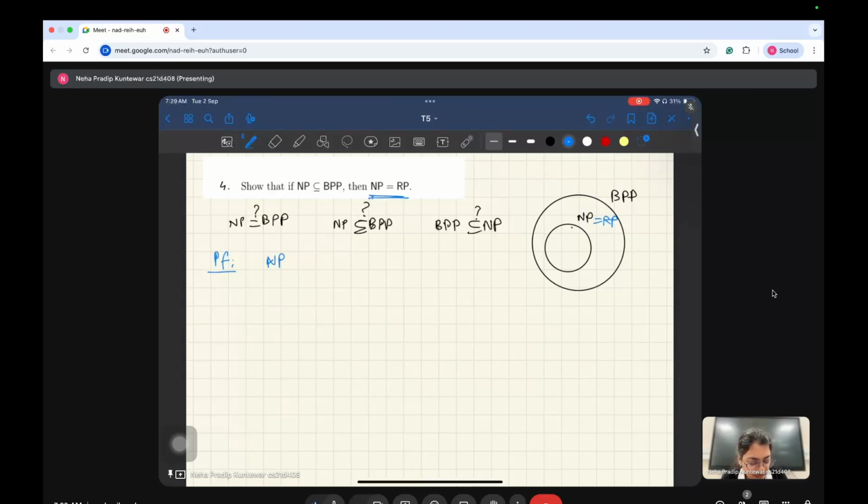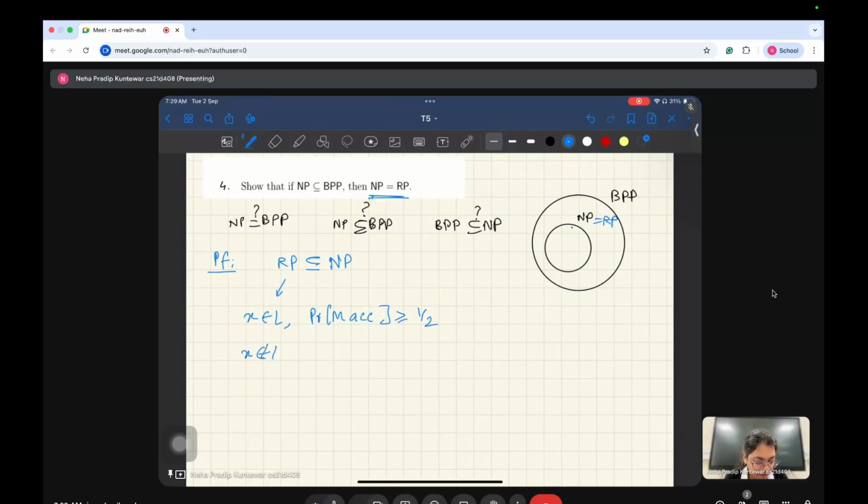Notice that RP is something we saw earlier in the course. We know that RP is contained inside NP. Why is that? Because it says that if X is in the language, then the probability that M accepts is at least 2/3 and at least half.